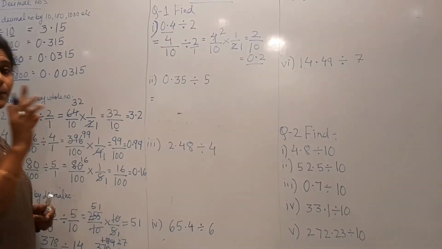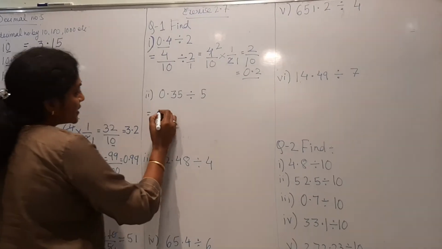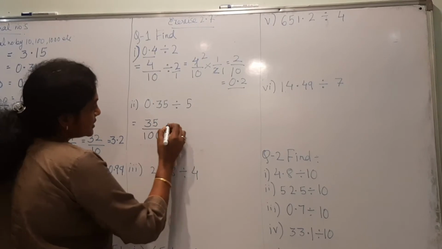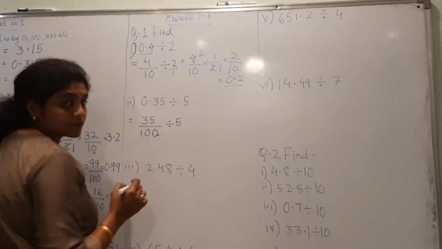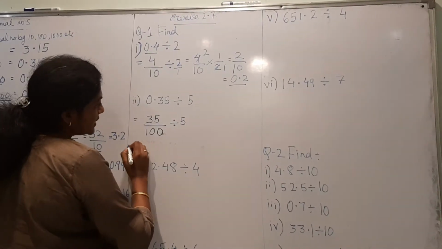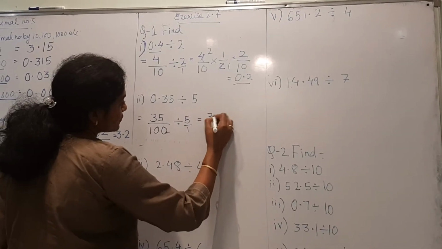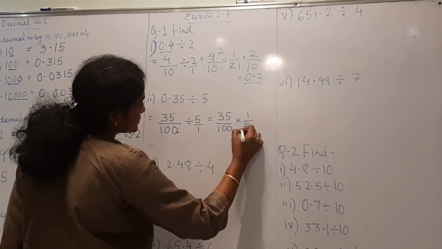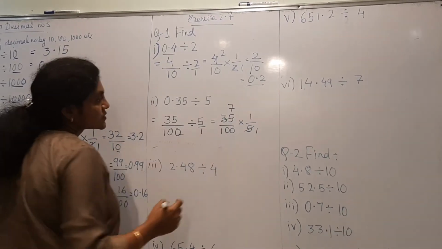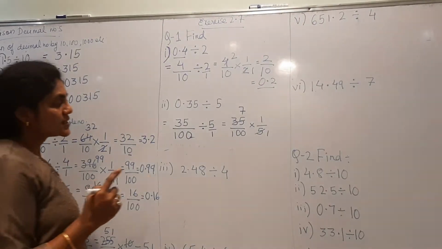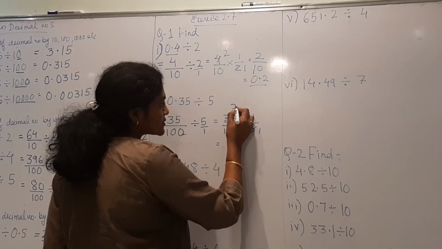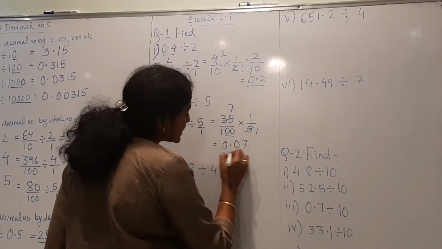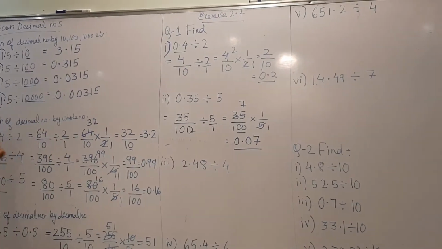Before 2 digits the point is placed. Remove the point. That means 35 is divided by 100. Divided by 5. So this will be again concept of fractions. 35 by 100 into 1 by 5. So this will be 7 by 100. 7 by 100. 2 zeros means before 2 digits to the left the point will be shifted. Answer will be 0.07.